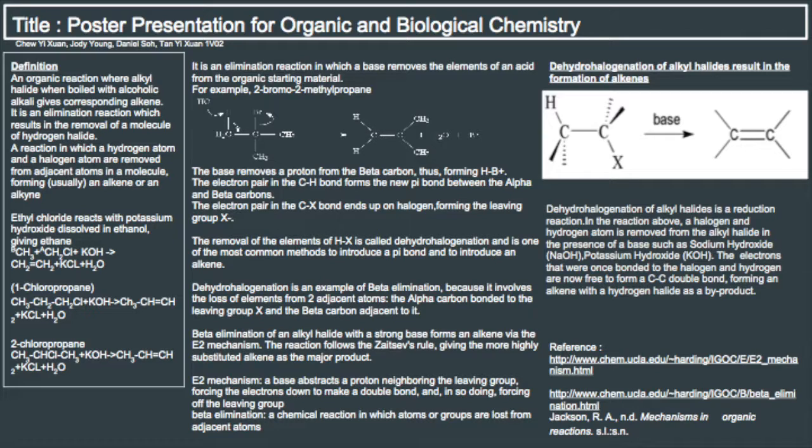Dehydrohalogenation of alkyl halides is a reaction where a halogen and a hydrogen atom are removed from the alkyl halide in the presence of a base such as sodium hydroxide or potassium hydroxide. The electrons that were once bonded to the halogen and hydrogen are now free to form a C=C double bond, forming an alkene with a hydrogen halide as a byproduct.